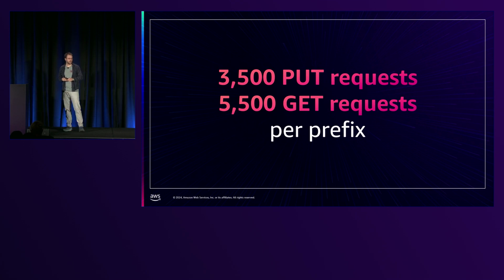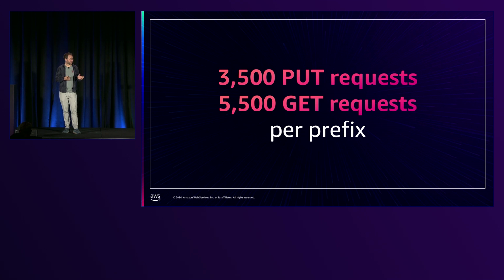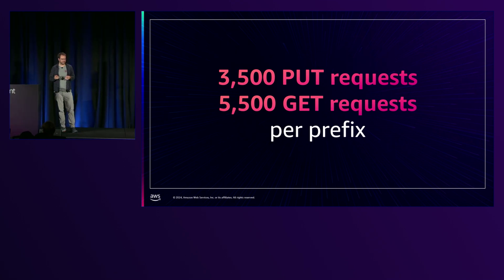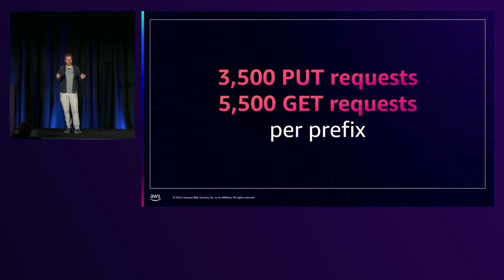But there are some easy ways we can avoid this throttling, and that is by partitioning our data well. These prefixes, which we'll talk about a bit more in a minute, actually give you very high request rates out of the box. You can send up to 3,500 puts per second and 5,500 gets per second. That means for a large majority of workloads and customers, that is enough, so you don't run into this throttling problem. But if you have very large request rates from a cluster, then this throttling can occur.